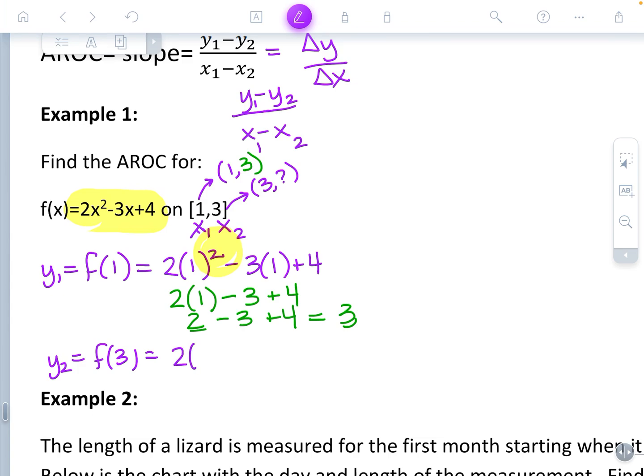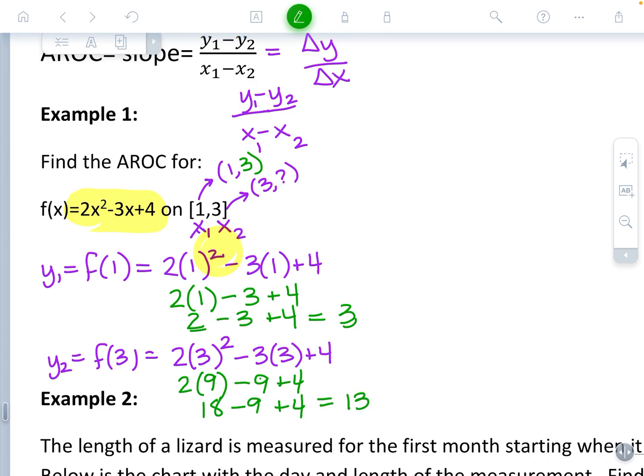So I'm going to write my function just like I did for my y1. I'm going to write my function with all my x's replaced, this time with a 3. All right, now you can plug this in your calculator and just get whatever answer. I'm going to go ahead and figure it out. So 3 squared is 3 times 3, which is 9. And then 3 times 3 is 9. So 2 times 9 is 18 minus 9 is 9 plus 4 is 13.